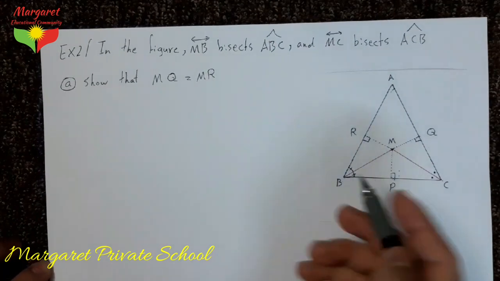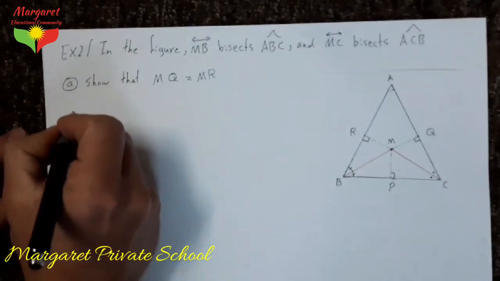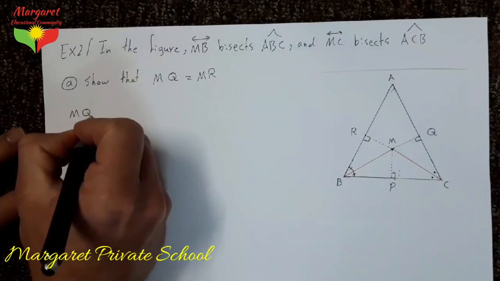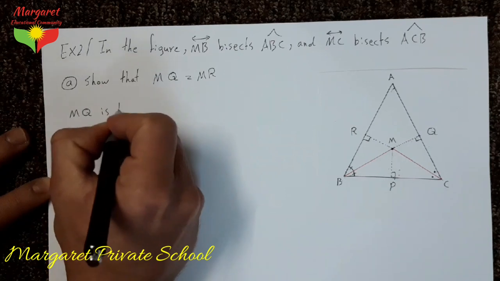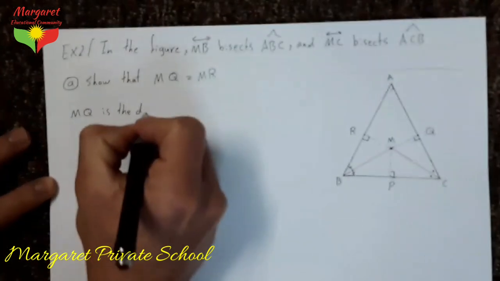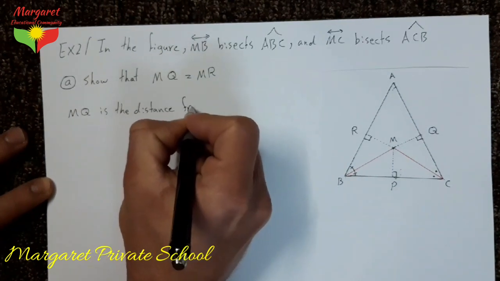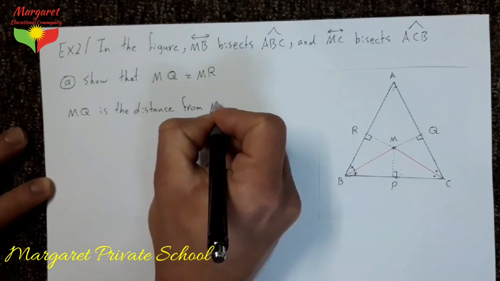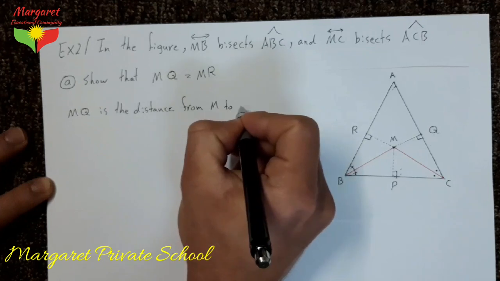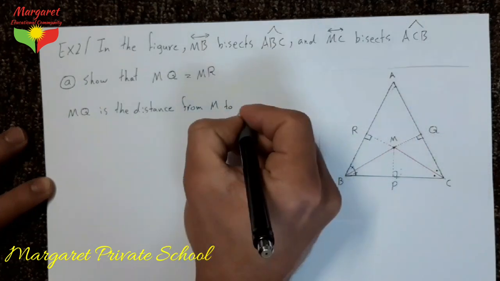In this figure, we know that MQ is the distance from point M to line AC.